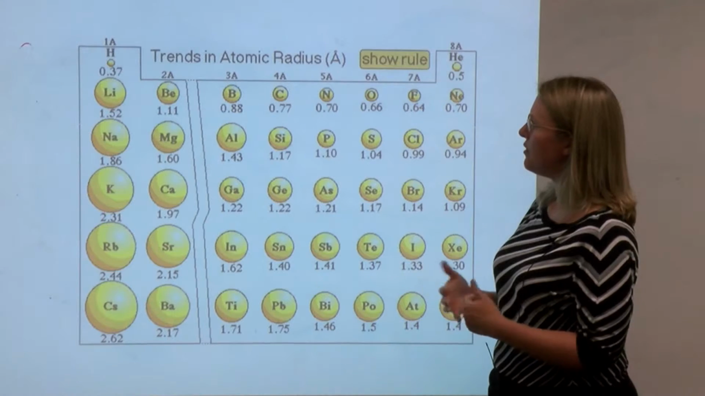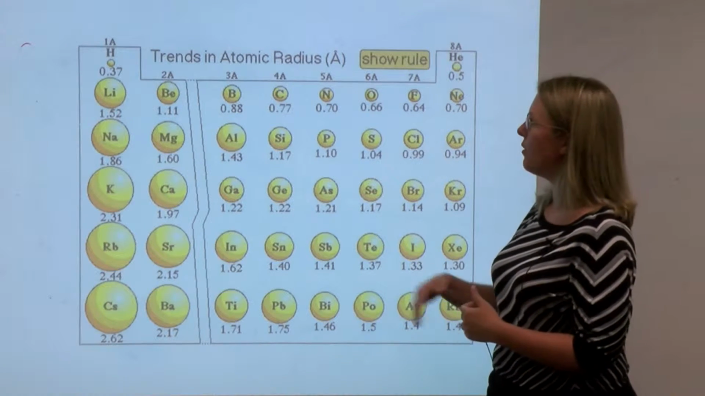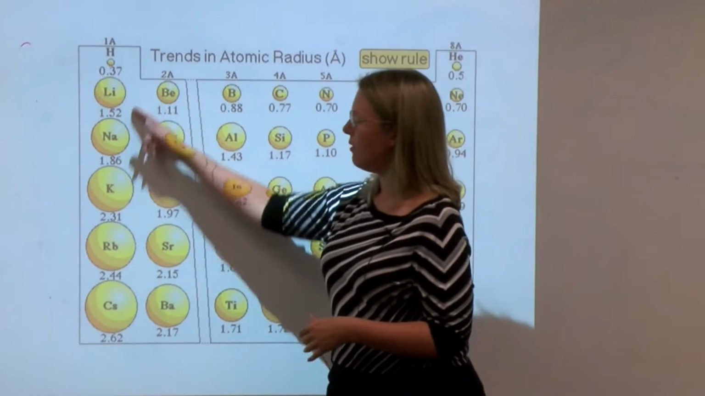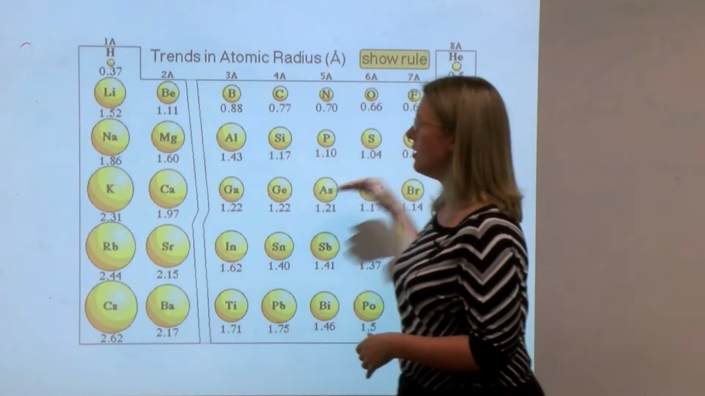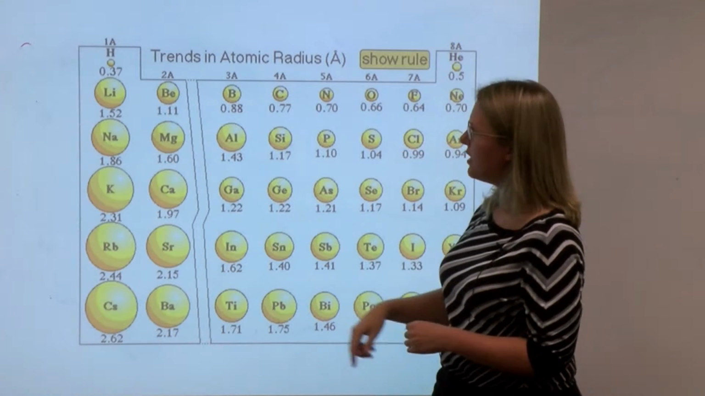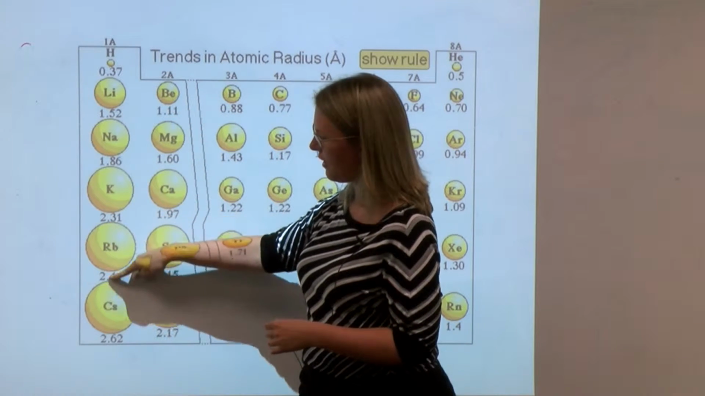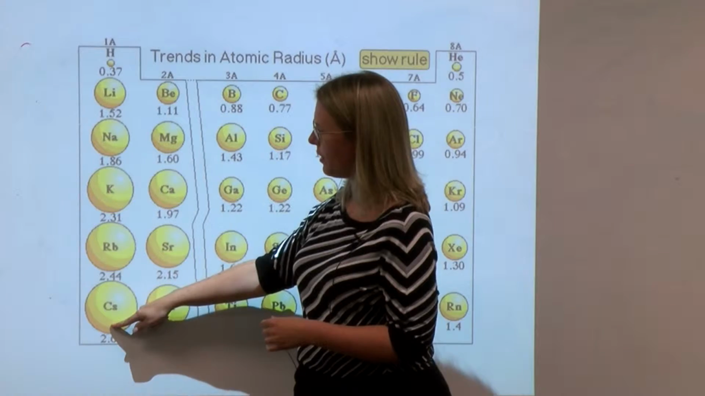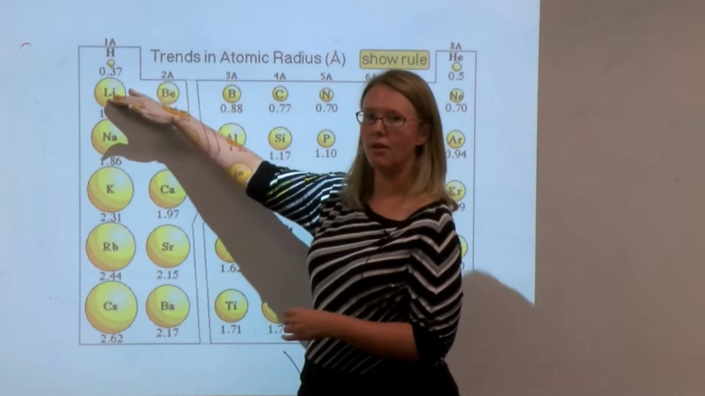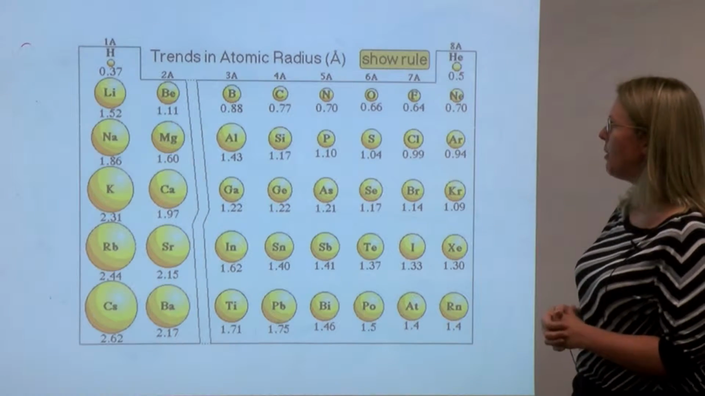You can ask your students some questions here. What are the trends? What do you see? What's going on with atomic radius, or size, as we go up and down the columns and as we go across the rows? Hopefully your students can see that size increases as we go down the column. It gets bigger and bigger. And size also increases as we go left across the periodic table. So students can look at this and come up with a pattern.